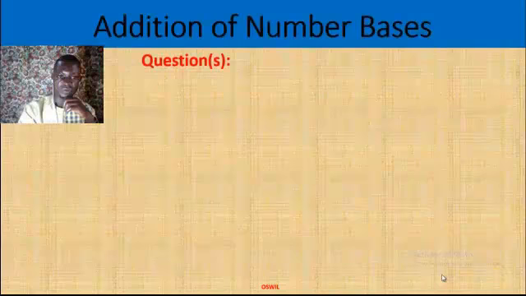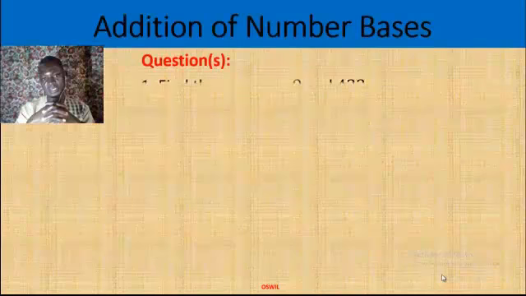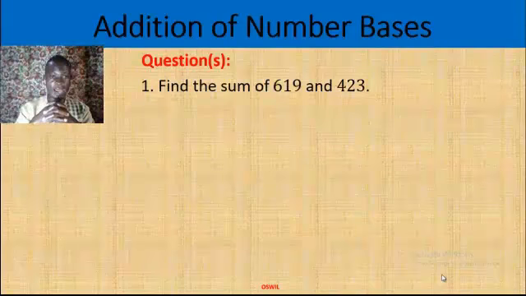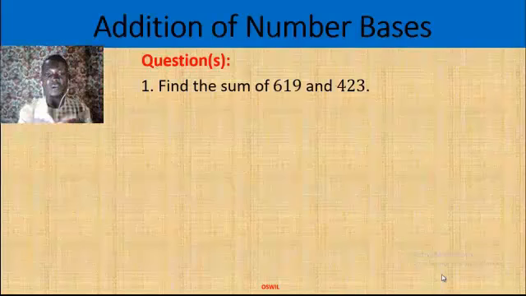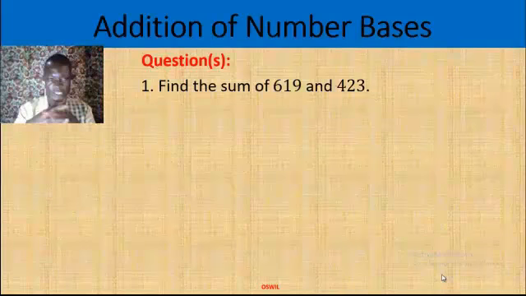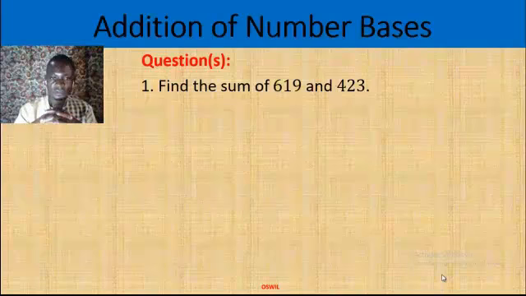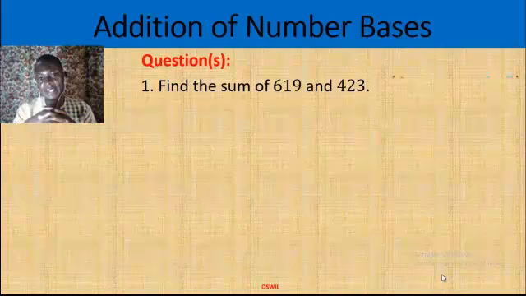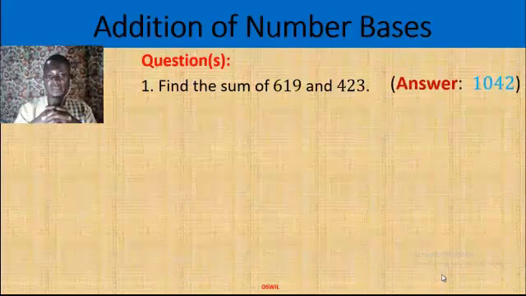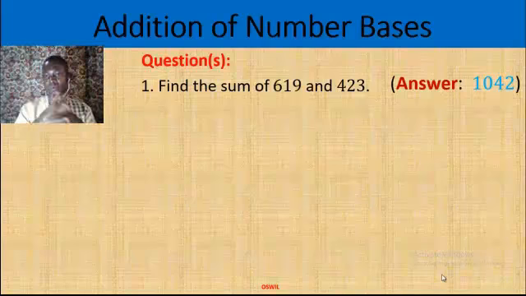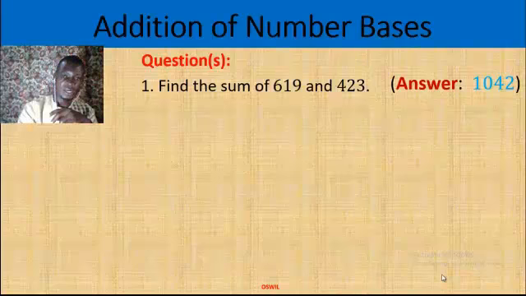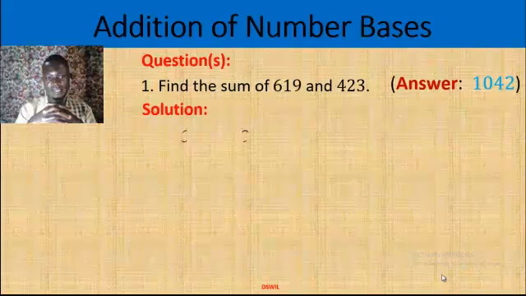Now let's look at our first question. Our first question is the review question I gave you. We are all going to solve it together so that you may know the processes involved in what you did. So find the sum of 619 and 423. And your answer was 1042. Let's solve it together and see if we may get that answer.